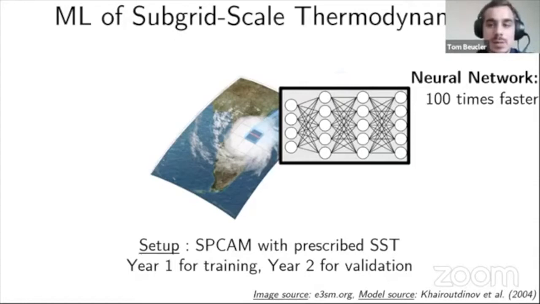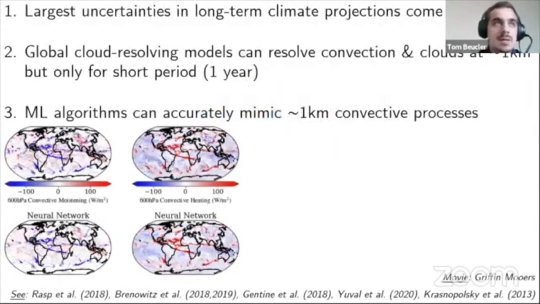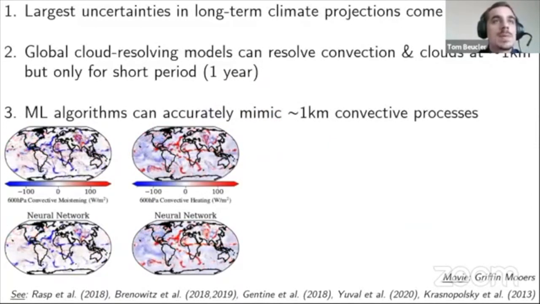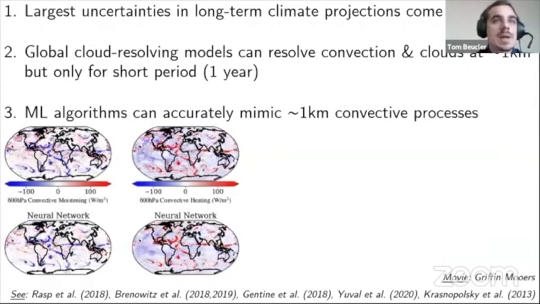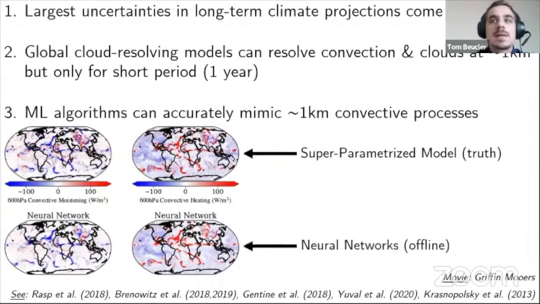superparameterized models. And so now visually, what that looks like is that on top, I'm showing you the original superparameterized model, and at the bottom, I'm showing you the neural network emulation. And what you can see is that despite a little bit of loss of the variability, the neural network does a relatively good job at emulating both the convective moistening on the left and the convective heating on the right.